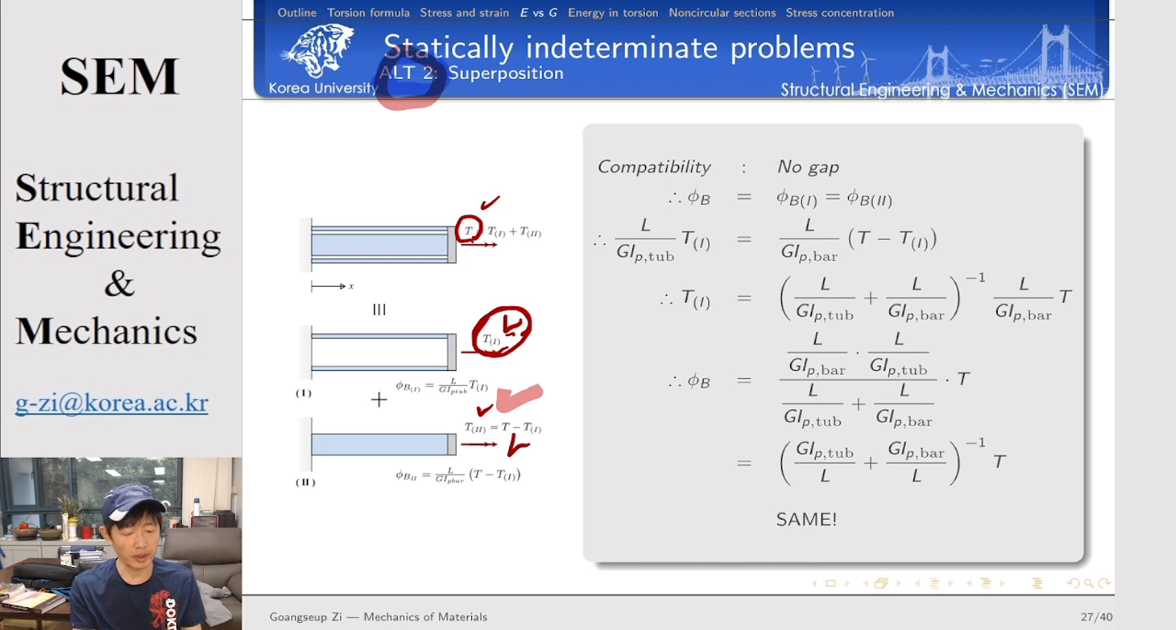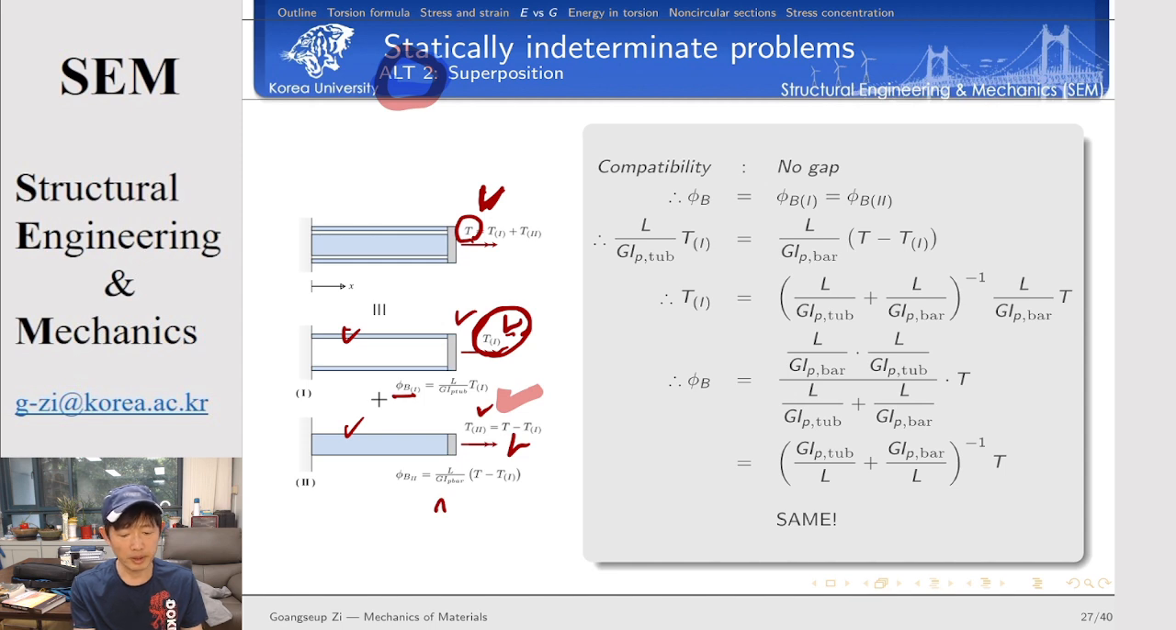Then we can calculate the angle of twist at point B separately. This is what happened in the individual systems, and then we can add them up to obtain the actual torsional moment here. Please make sure that these two structure systems, system 1 and system 2, are in one piece. One piece means there's no gap, okay?